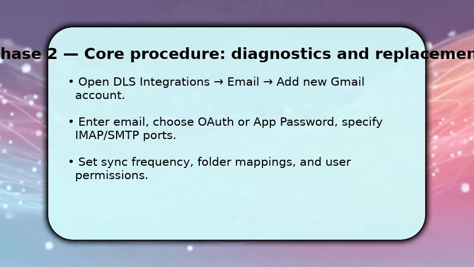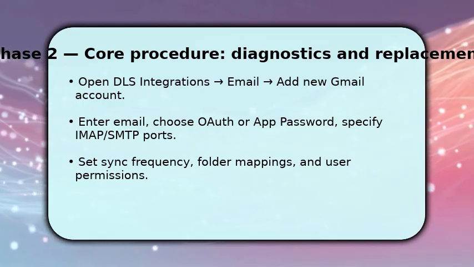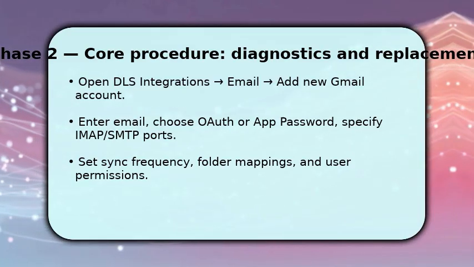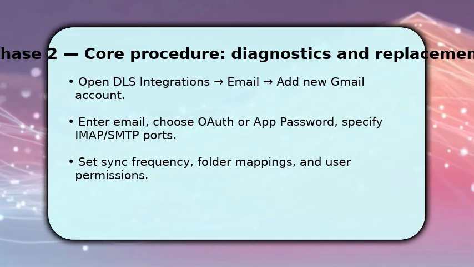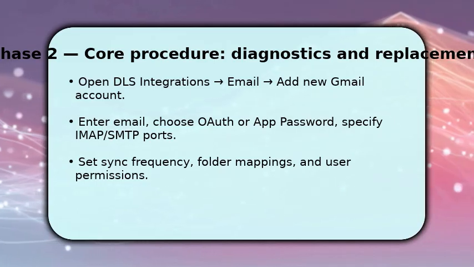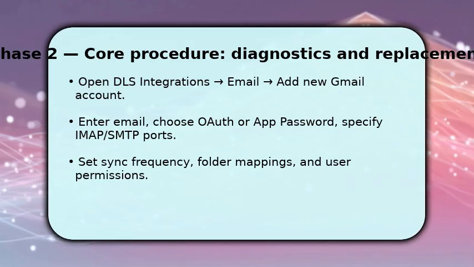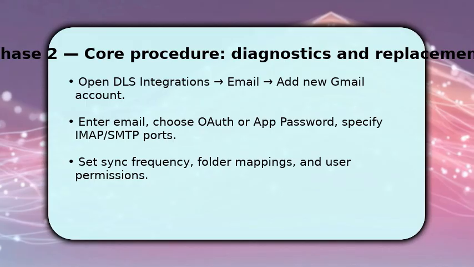You now configure the integration inside DLS. Choose Add New Gmail Account and enter the Gmail address. Then select OAuth for seamless token refresh, or paste the app password if using 2FA app passwords. After authentication, specify the IMAP and SMTP ports you recorded, set sync frequency to balance timeliness versus load, and map Gmail folders to DLS mailboxes.